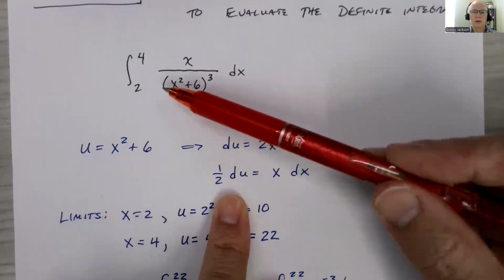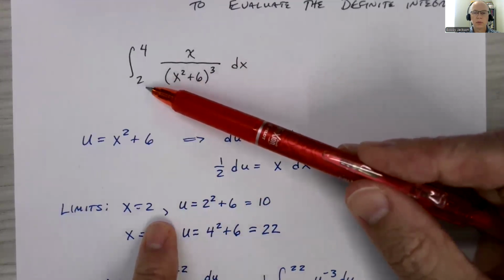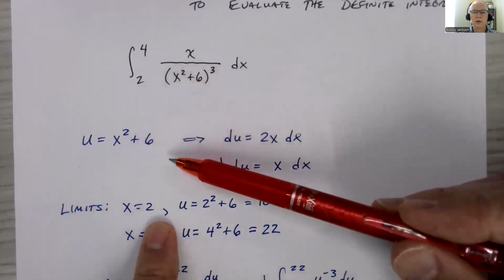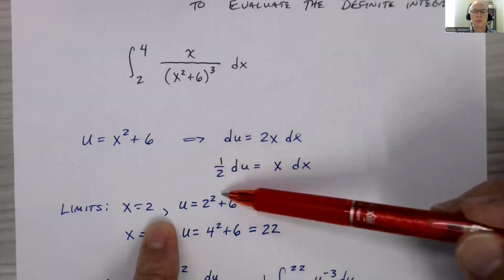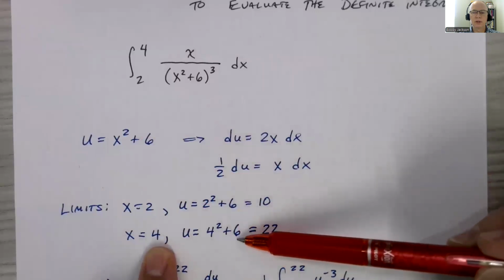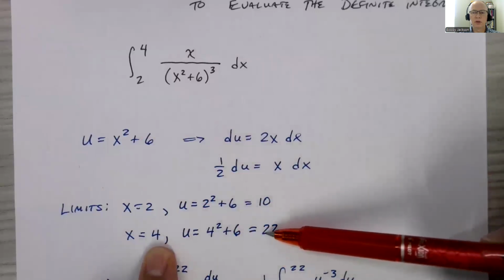But don't forget, change the limits of integration, right? The lower limit, x is 2. If I let x be 2 here, I'll get u to be what? 2 squared plus 6. 4 plus 6 is 10. And if x is 4, I get 4 squared plus 6. 16 plus 6 is 22.